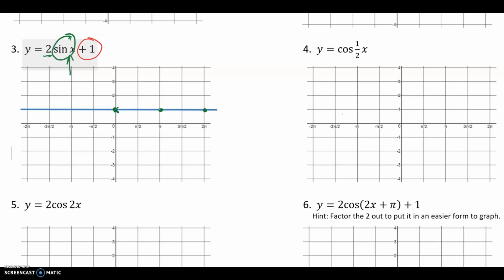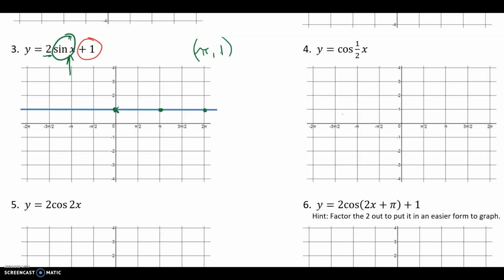Again, we could plug in some numbers here just to make sure. We can plug in pi for x and see what y is. The sine of pi is 0. 0 times 2 is 0. 0 plus 1 is 1. So the point (pi, 1) needs to be there. You could do that with all of these angles if you need to. Make sure you do that on the quiz just to double check that you got your graph in the right place.